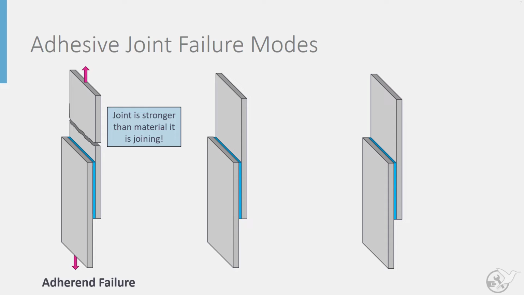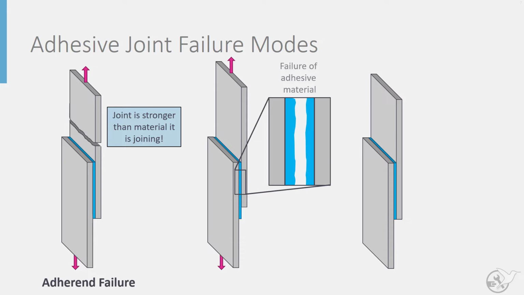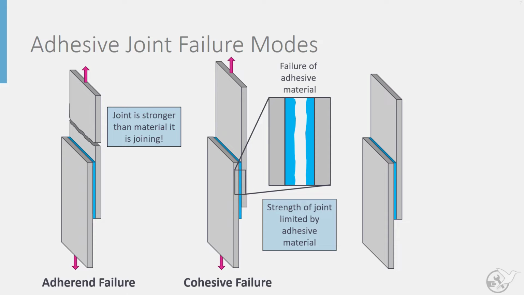If the load exceeds the strength of the adhesive, then the adhesive material can fail. This failure mode is typically referred to as cohesive failure, as the chemical bonds that hold the molecules together within the material are known as cohesive bonds, and it is these bonds that are overcome to cause the failure of the material. This failure mode is limited by the strength of the adhesive material.